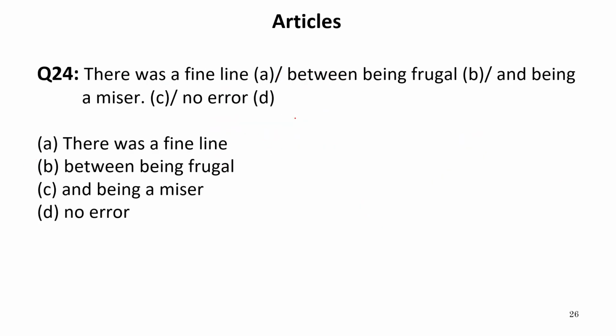Now let us move to the next one. There was a fine line between being frugal and being a miser. The entire sentence is correct. There is no error. So, our answer is D.